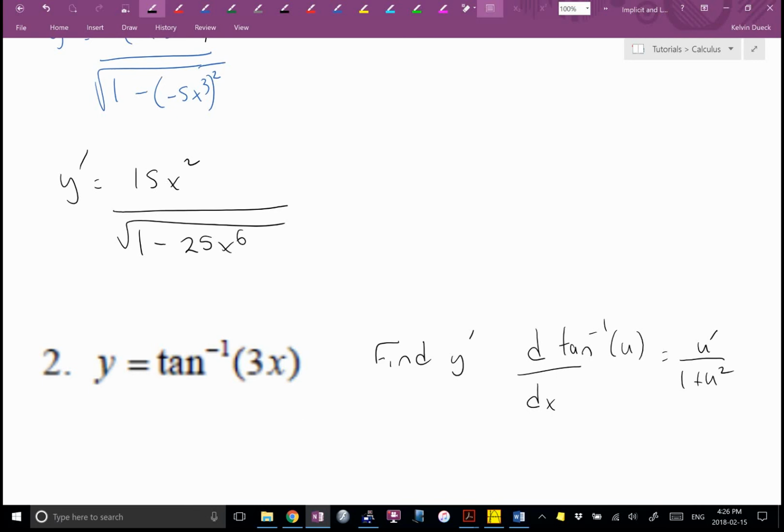So now, very meticulously, in this question, what's u? So u equals 3x. And I also notice in my template, not only is there a u, there's a u prime. In your head, please, for the love of God. Yep. And now it's straight substitution. Complicated substitution, but it's substitution. What's y prime? U prime, 3, all over 1 plus u squared. How would I write that 3x all squared on my next line?